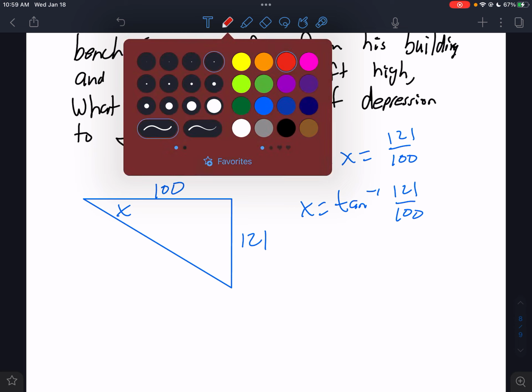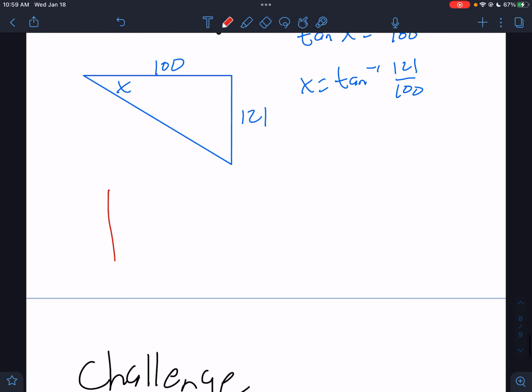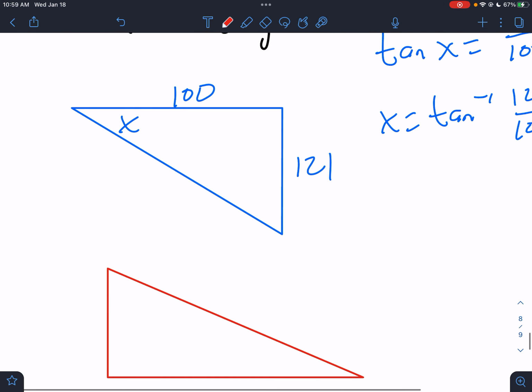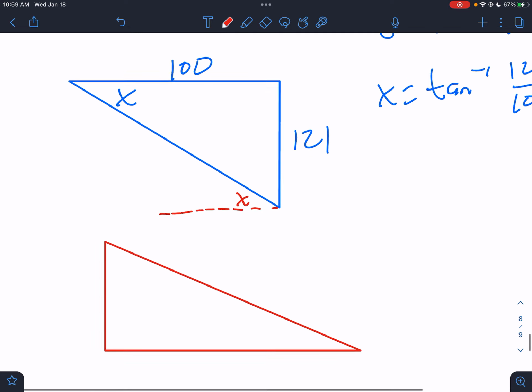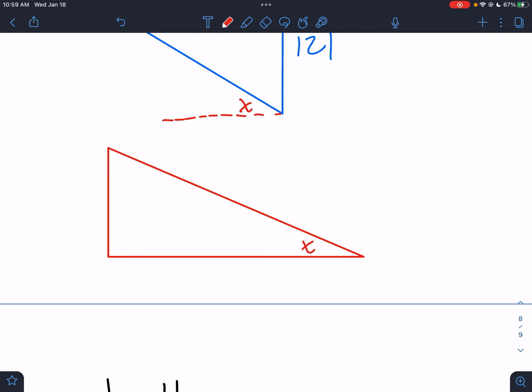This would be a good chance maybe just to talk to you real quick. Could I draw the same situation using elevation? Remember that elevation for the one person is depression for the other, and they're alternate interior angles. So while it's not in this triangle, you could extend a horizontal line here. That would also be x. Or you could draw this triangle. Elevation and depression are going to match. They're going to be the same numbers.